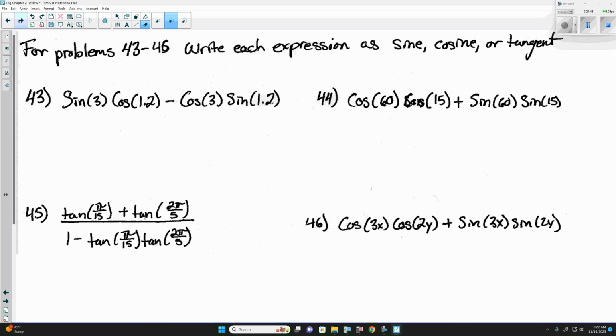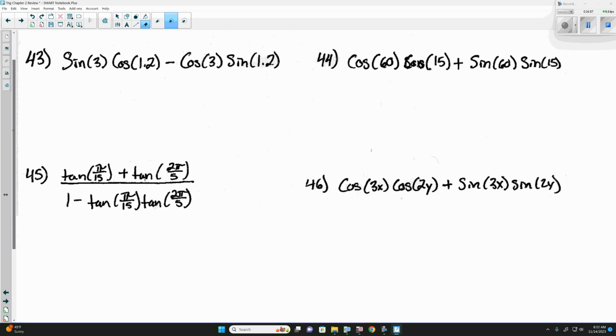Right, each expression is sine, cosine, or tangent. So this one here, you are not finding the value. You are not finding the value on these because we're just rewriting them as sine, cosine, or tangent. The first one is our difference for sine.